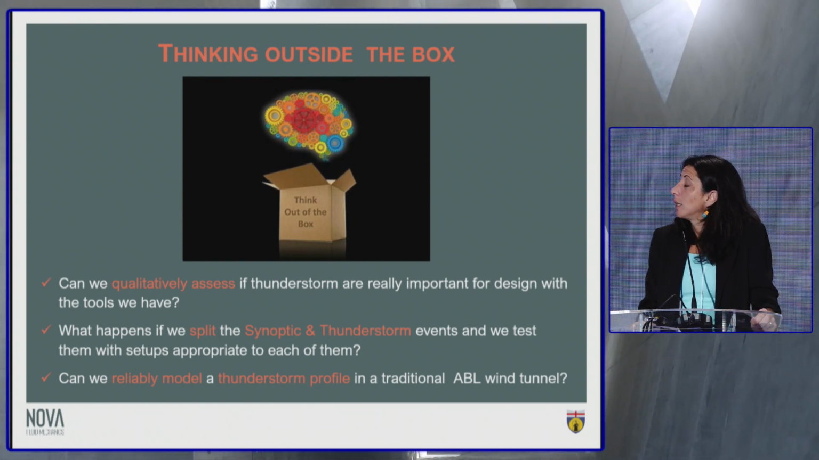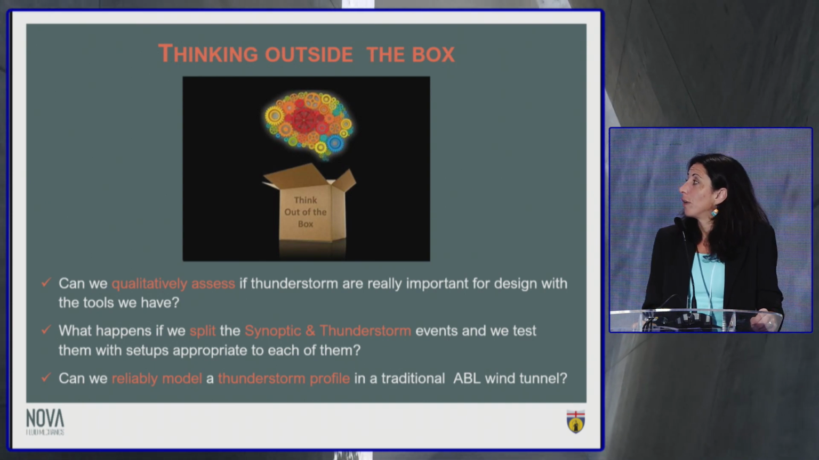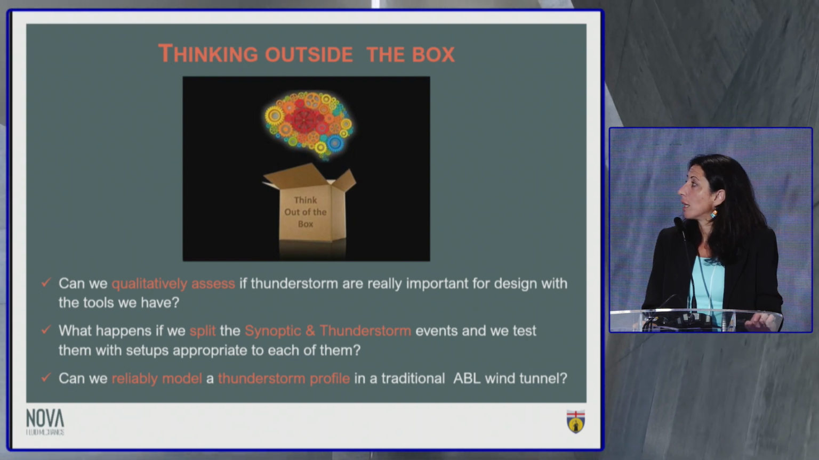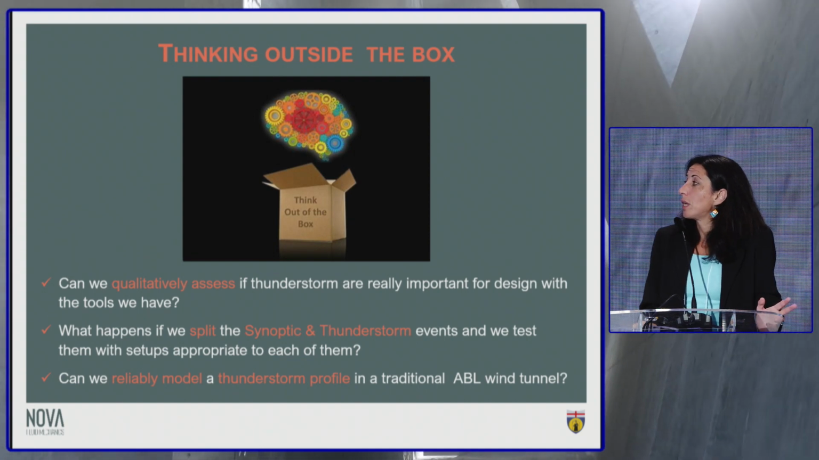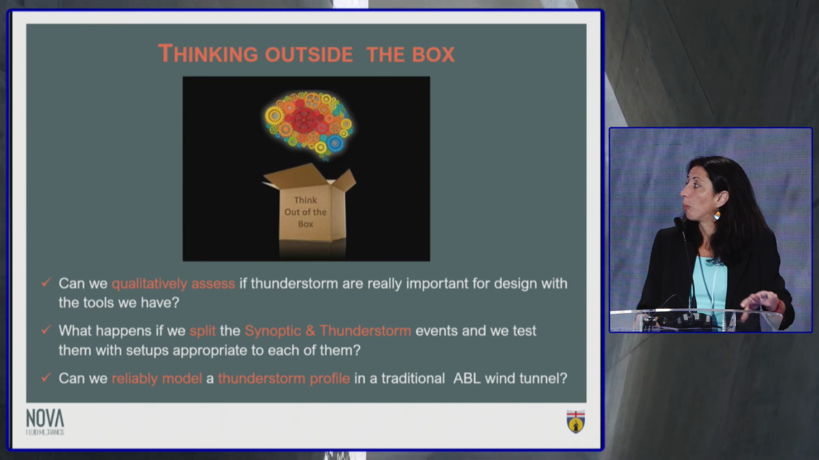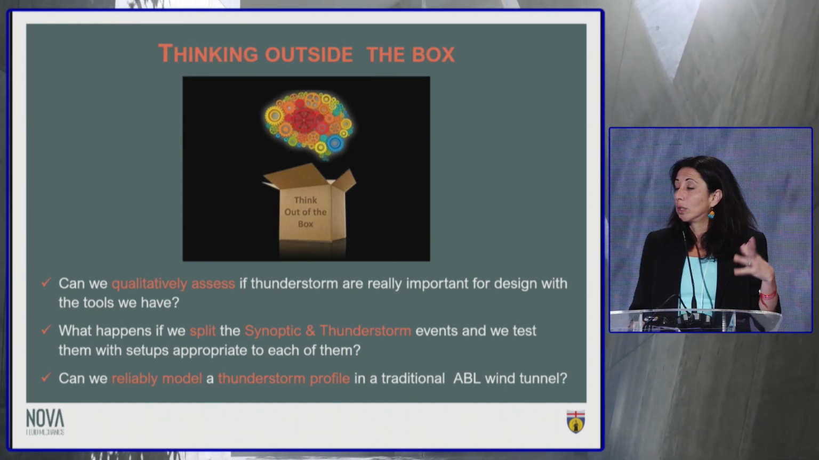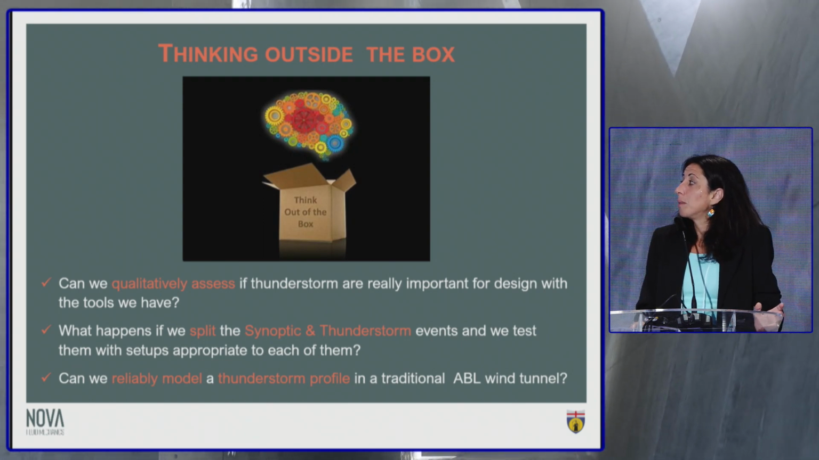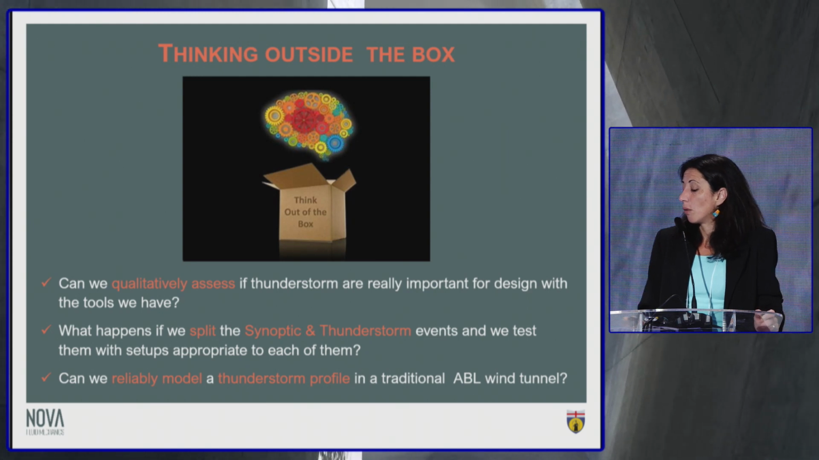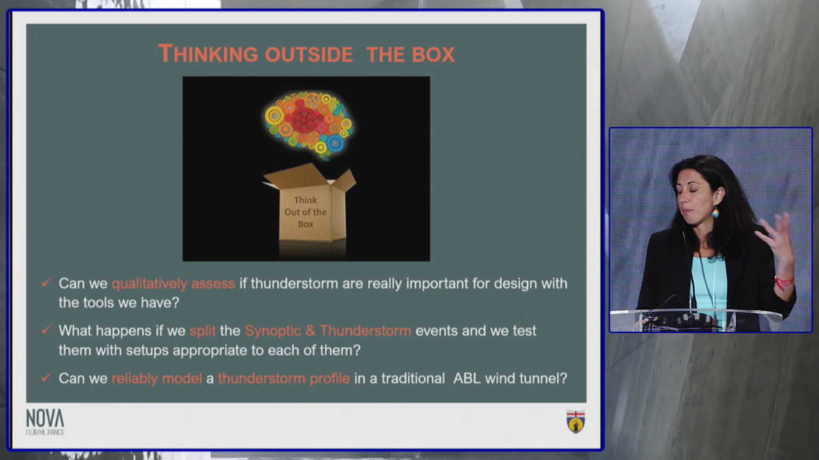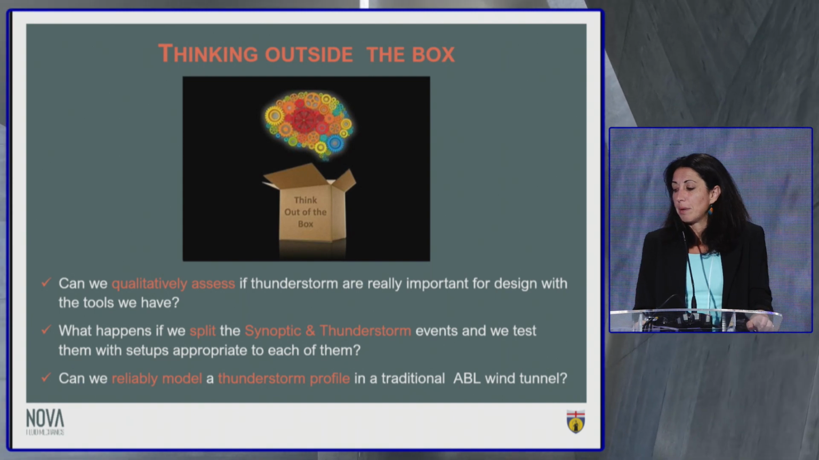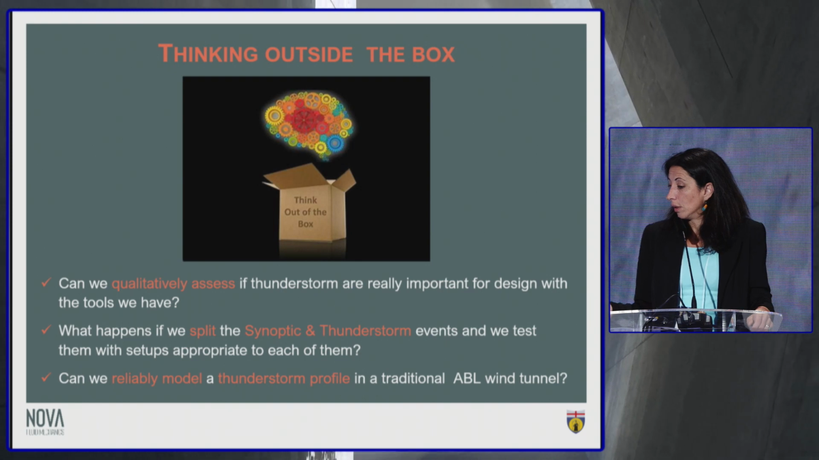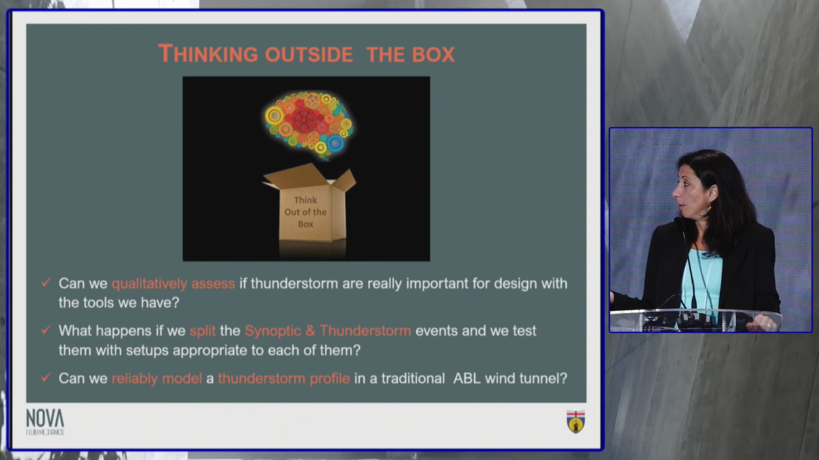So we were thinking outside the box, and we started asking ourselves, can we qualitatively assess if a thunderstorm is really important for the design with the tools that we have? What happens if we split synoptic events and thunderstorm events, and we model them as appropriately as we can with the tools we have? And can we reliably model a thunderstorm profile in a traditional wind tunnel? There are many types of wind tunnel. For a traditional wind tunnel, I mean a wind tunnel that is used by all the wind engineering consultancies in the world, which is an atmospheric boundary layer wind tunnel.